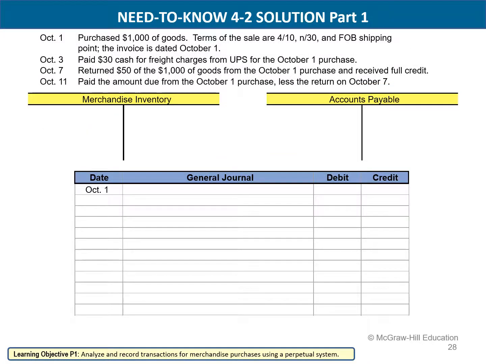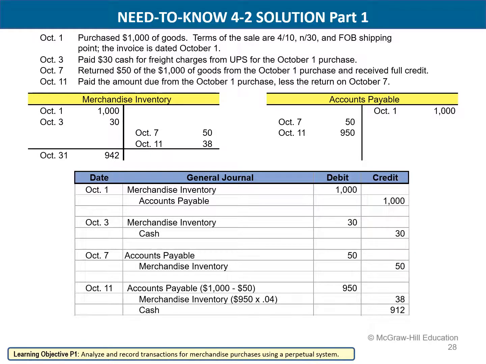So, purchased $1,000 worth of goods. So, what do we debit? What do we credit? We debit inventory and we credit accounts payable for the gross cost, $1,000, right? Post it to our T account.